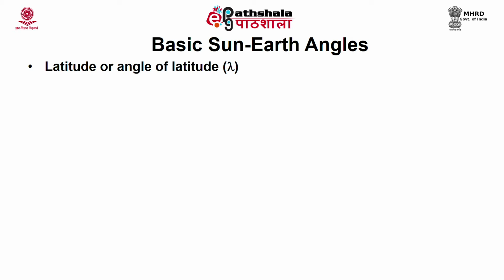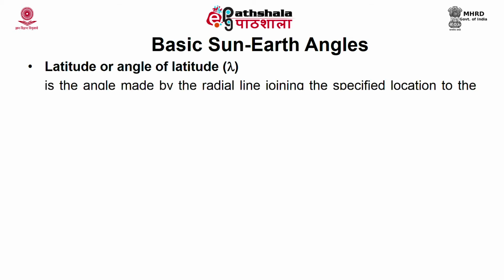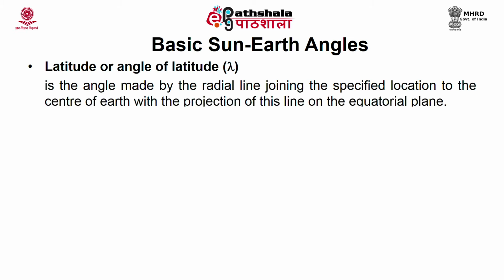Now, we will see what are the angles which are used in solar radiation analysis. We have seen that latitude is important, that is known as the angle of latitude, or lambda. The latitude of a location on Earth's surface is the angle made by the radial line joining the specified location to the center of the Earth with the projection of this line on the equatorial plane. So, the latitude at the equator is 0 and at the pole it is 90 degrees.